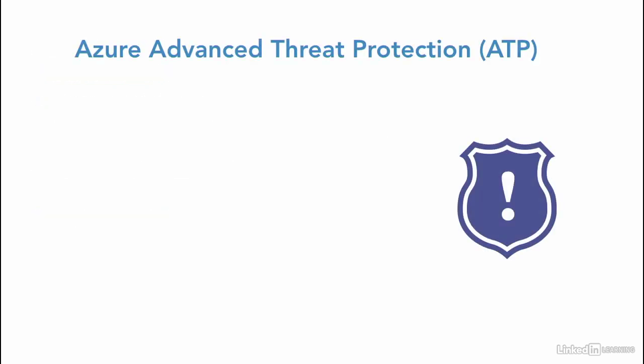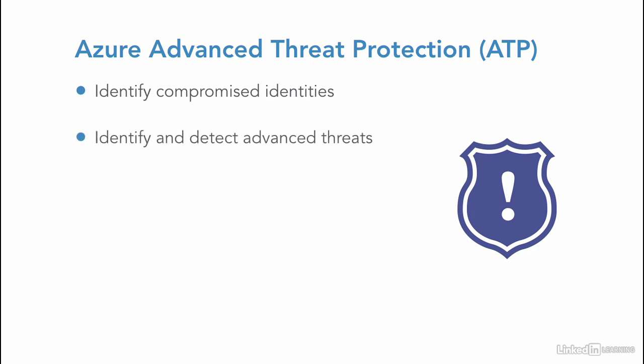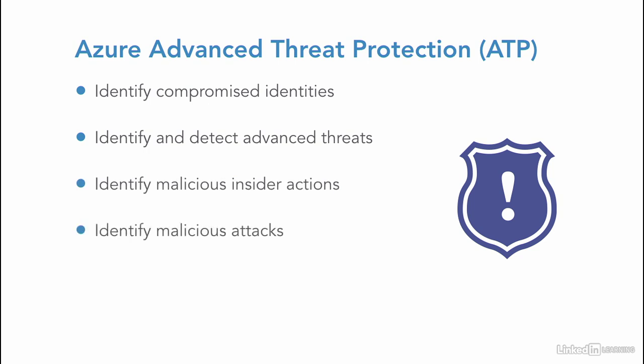And finally, our last tool is Azure Advanced Threat Protection, or ATP. Again, you must be in a premium SKU to access this feature. ATP will identify compromised identities. It will also identify and detect advanced threats, identify malicious insider actions, and identify malicious attacks, and then let you know via alerts that there is something going on. These are just a few of the tools that you can use to help secure your Azure environment.